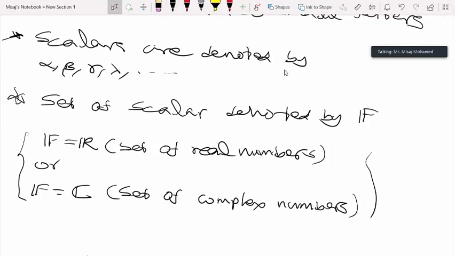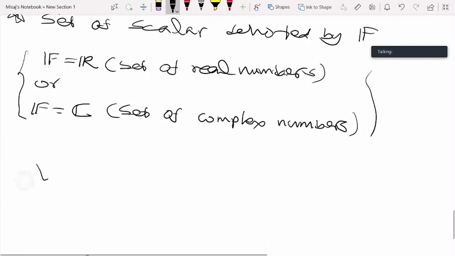So a vector space means a vector space capital V. We say vector space capital V over the scalar F. Vector space capital V or capital W or whatever.